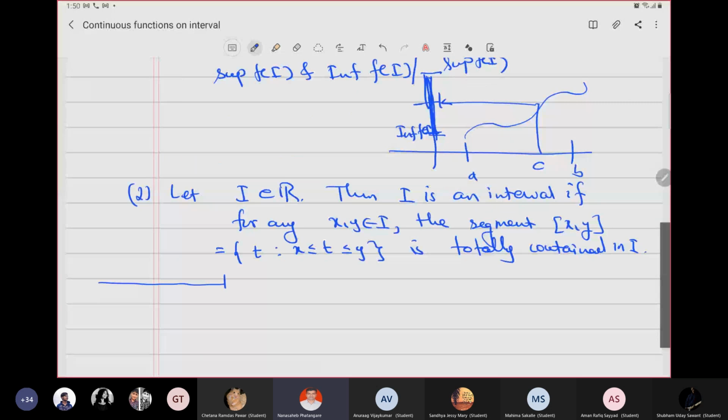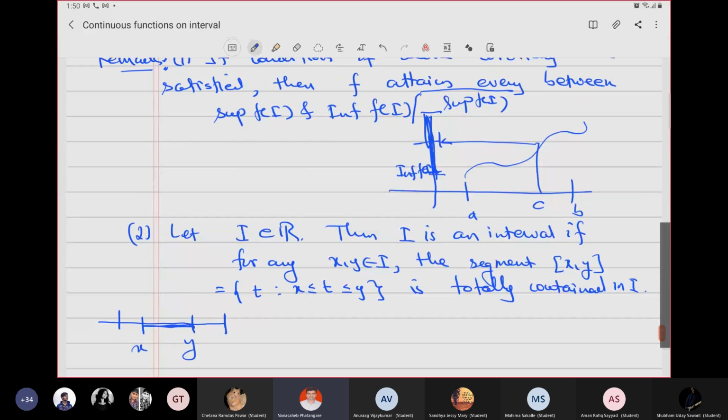Some set is an interval means what? You choose any two elements x and y from that set, join them by a line segment. That total line segment remains inside the set. Then it is an interval. Otherwise, it is not an interval. And then from the previous corollary or theorem, if you look at the supremum of f(I) and the infimum of f(I), the function fills everything in between. Means what can you say about the range of this function? It is an interval.